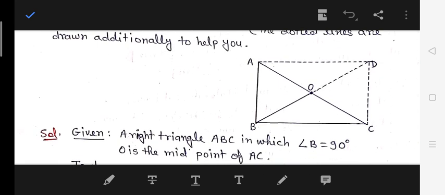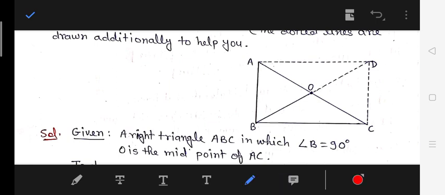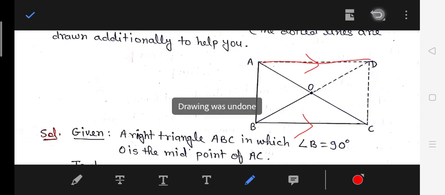Now I am going to do a construction. What construction am I going to do? Here I am going to draw AD parallel to BC and I am going to draw DC parallel to AB. So that construction I am going to do in the diagram. Only you are given a triangle ABC. So there I am going to draw AD parallel to BC and AB parallel to DC. And also I am going to join OD.